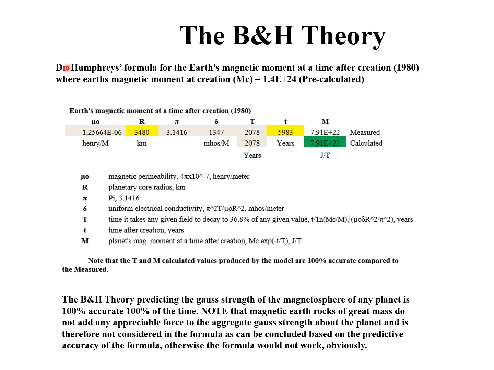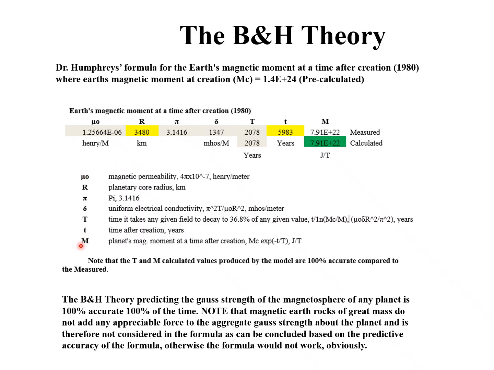So Dr. Humphreys' formula for the Earth's magnetic moment at a time after creation, we're just going to take a random time, say 1980, where the Earth's magnetic moment at creation equals this. This was pre-calculated. These are given actually, or you can calculate them if you want. We have the formulas, but they are also given already calculated for all the hot Jupiters. Well, actually all the planets, not just the hot Jupiters. A hot Jupiter just means it's a planet with a protective magnetosphere on it. So here it is, the Earth's magnetic moment at 1980.